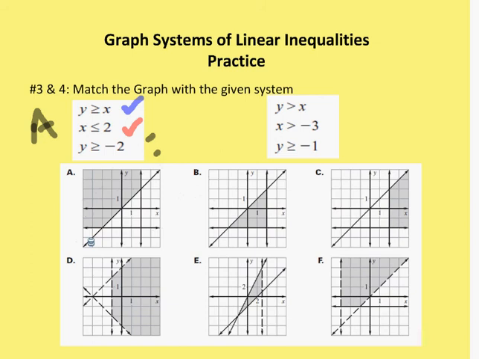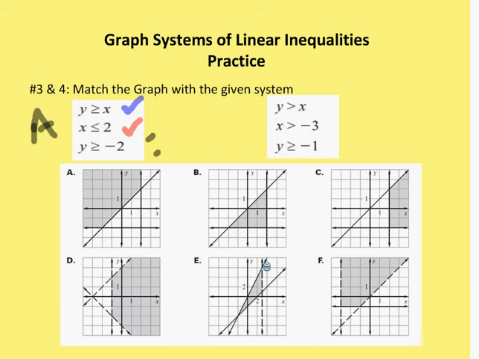Okay, so let's erase this and we're going to move on to 2. So now we have y is greater than x. Now we can see that if y is greater than x, that line that goes through the origin is going to be a dotted line. And we only have one of those. It's going to be F. So all the other lines that go through the origin, y is equal to x, are going to be solid lines. So A, B, C, all solid lines.